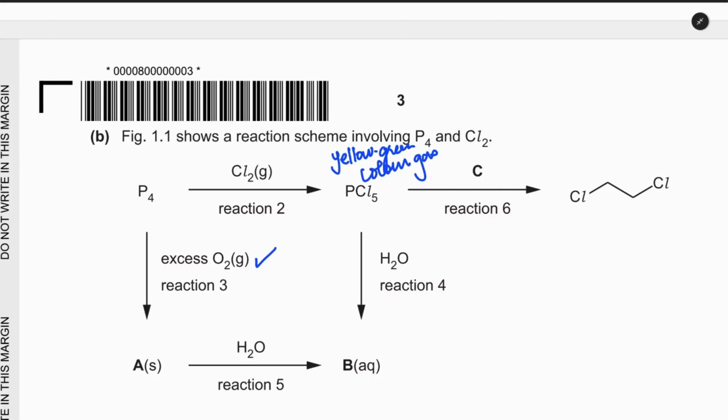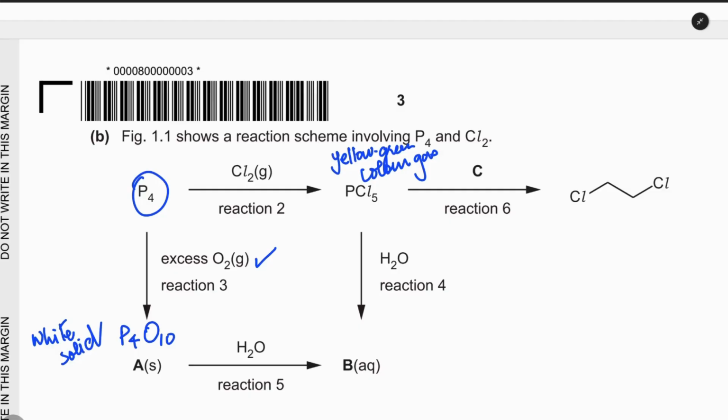Now for reaction 3, they have given us excess oxygen. When phosphorus reacts with oxygen, we get P4O10. So this is your product A. It is also called phosphorus oxide, and this is a white solid.